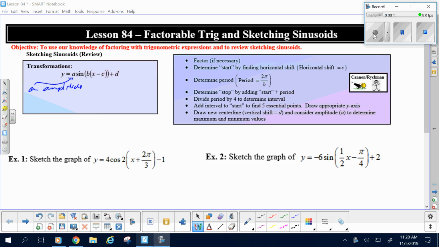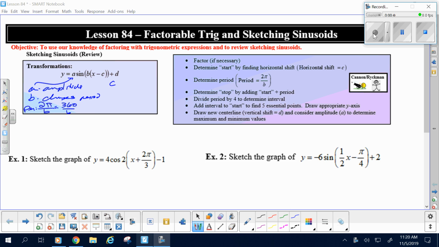James Musara, what does B do? B changes the period. How do I find the period from B? James? 2 pi over B. Okay. The period is 2 pi or 360 divided by B to get the period. Cool. What does C do, Devin?